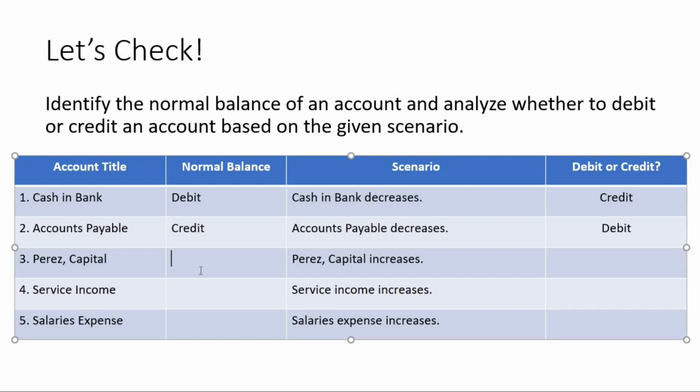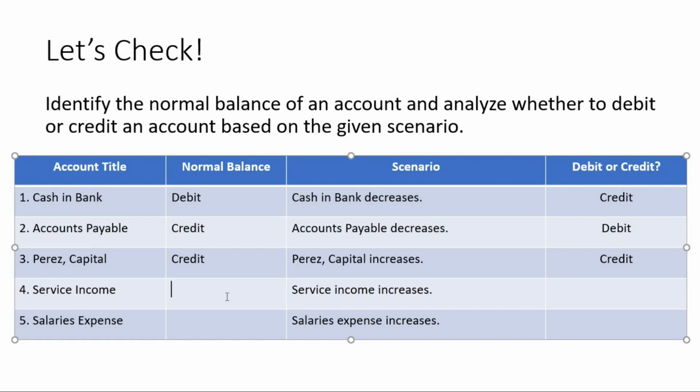Okay? Now, Paris Capital, this is an equity account. So, its normal balance is credit. So, therefore, in the scenario na Paris Capital increases daw, you have to record it in the credit side. Kasi nga, a normal balance credit, tapos nag-increase naman, so i-record mo siya sa credit side din. What about service income?